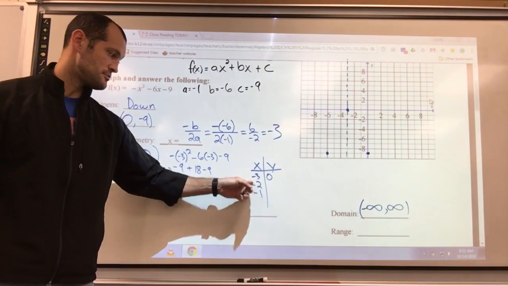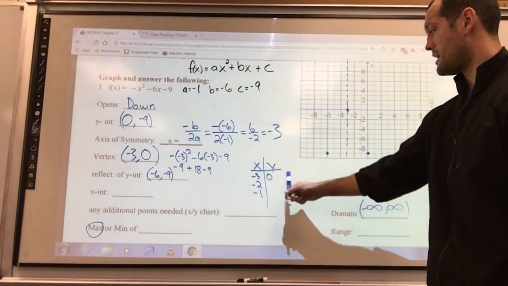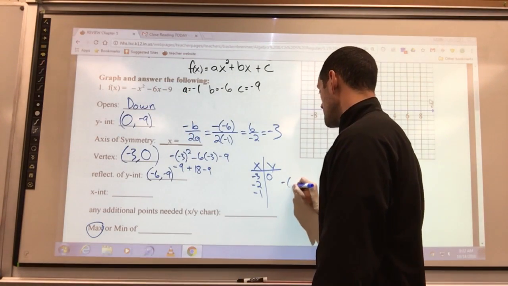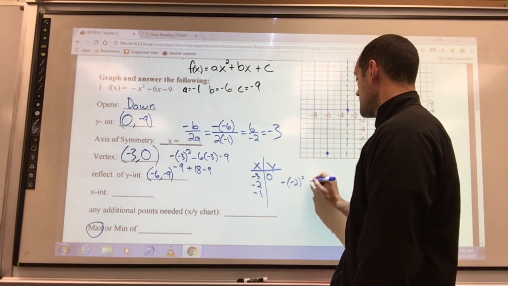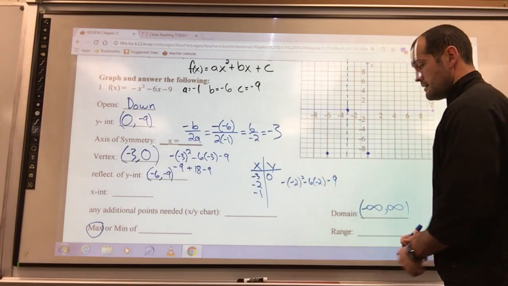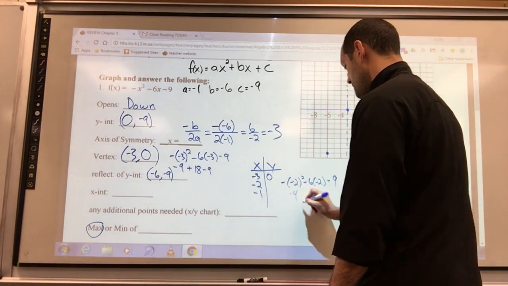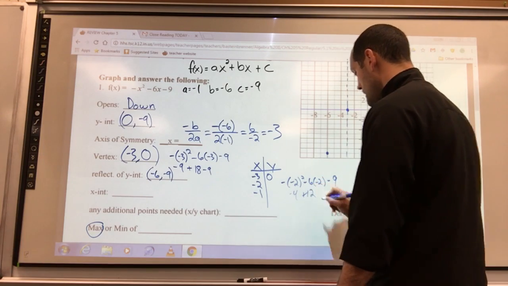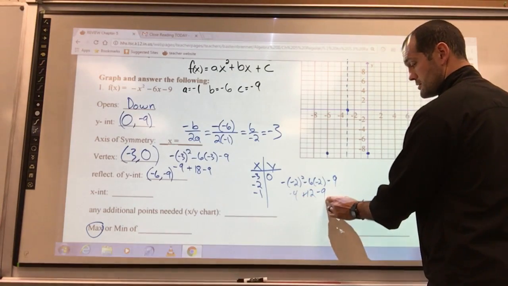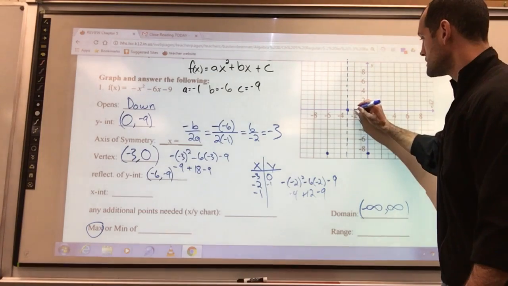To find my y values, I have to plug them in. So, to find this y value, I plug in -2 to the original. So it's -(-2) squared - 6 times -2 - 9. We're going to do a little mental math. (-2) squared is +4. Throw a negative on it. -4 plus 12 minus 9. Notice we get a -13 plus 12. That's -1. So (-2, -1).